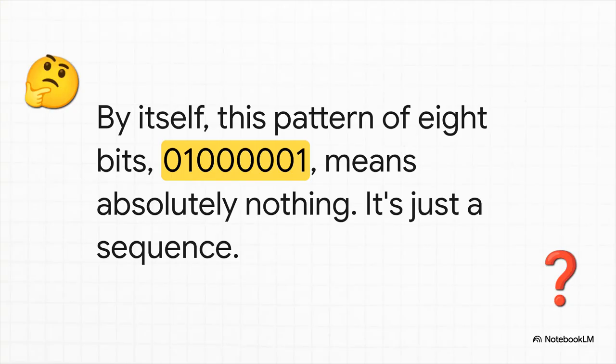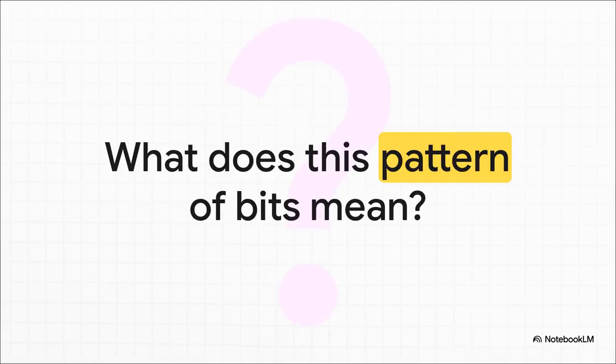Take a look at this byte. It's just a pattern of 8 bits. On its own, it means absolutely nothing. It's just a sequence of on and off switches. So yeah, what does it represent?